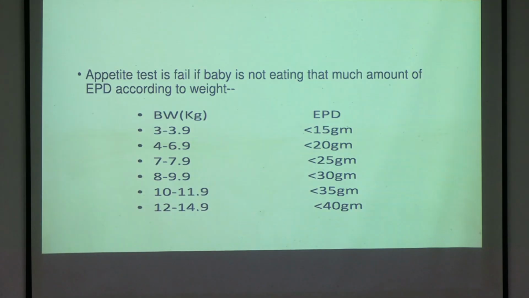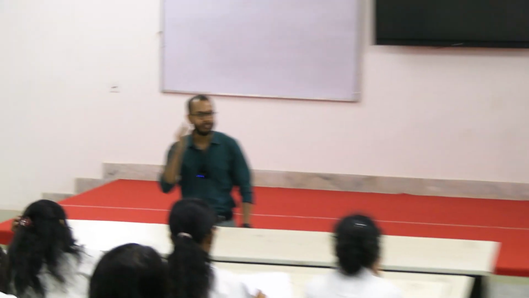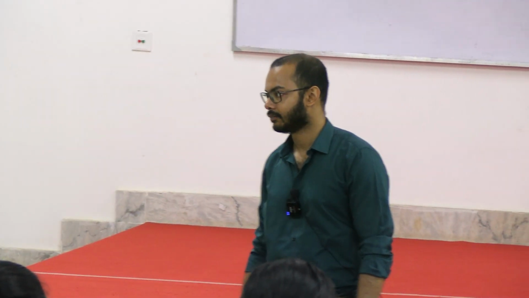Now, according to the birth weight, if it is a 3 kg child and the child ate less than 15 grams of food, 15 grams means less than 1 teaspoon, 1 tablespoon, 1 spoon. If the child takes less than 1 teaspoon of food spontaneously, appetite test fail. A 10 kg child not taking a minimum of 35 grams of food, appetite test fail. If fail, admit in NRC. Simple.